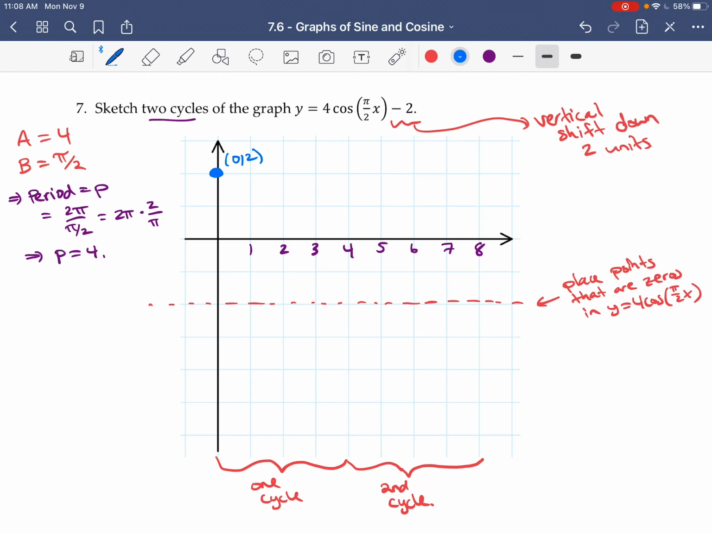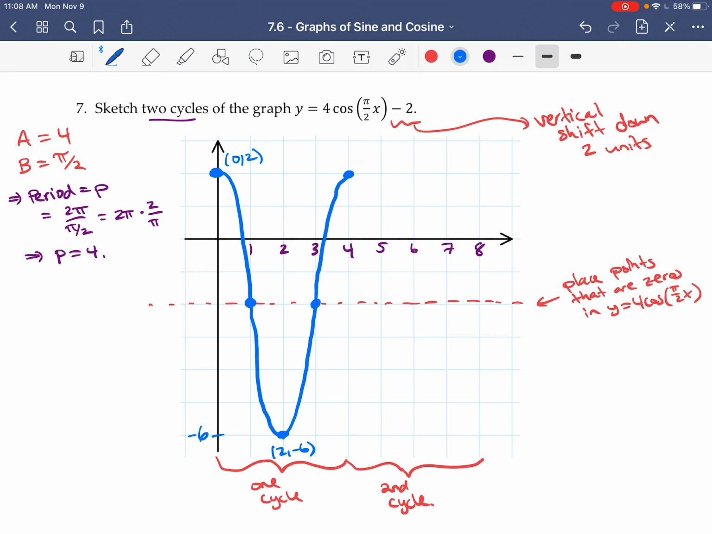By the first quarter, I'm at 0, so that's going to be at -2. And then by the next one, I'm down 4, so I'm going to be at -6 down here. So this is 2, -6. And then by the next quarter, I'm back up at 0, and then I'm back up at 2. So my graph is going to look like this. This is one period of my graph.